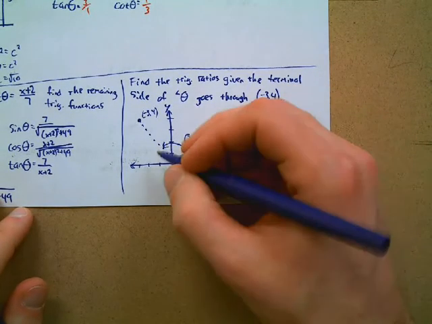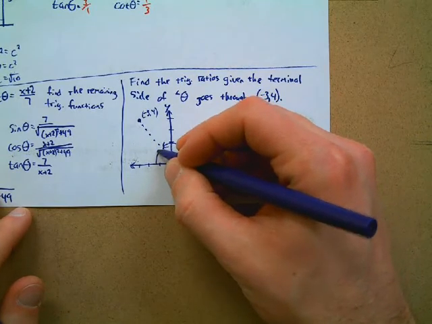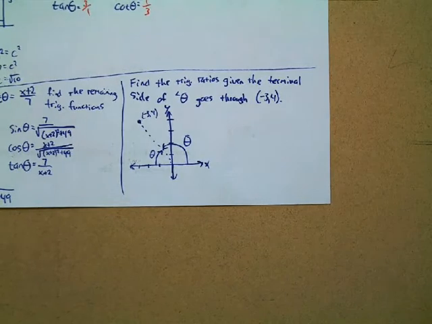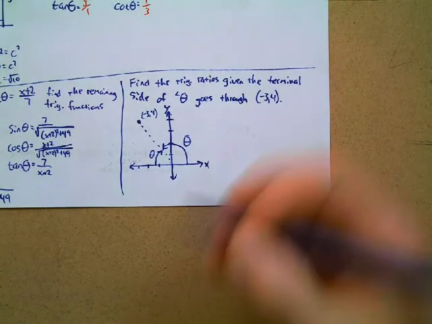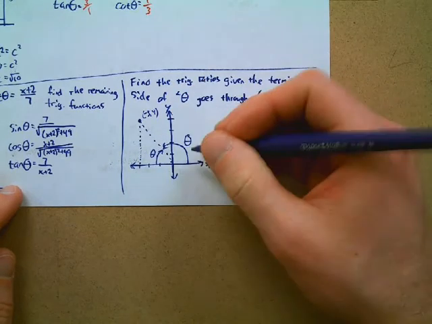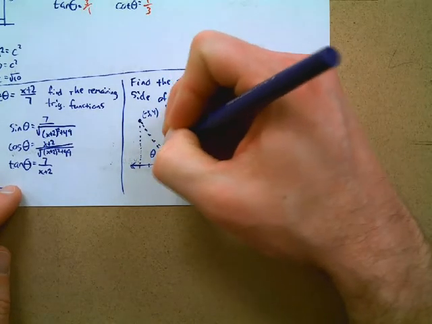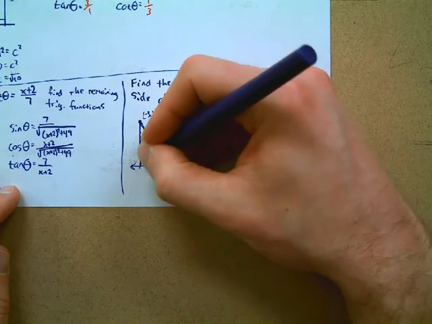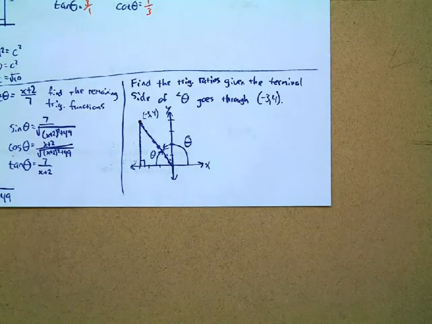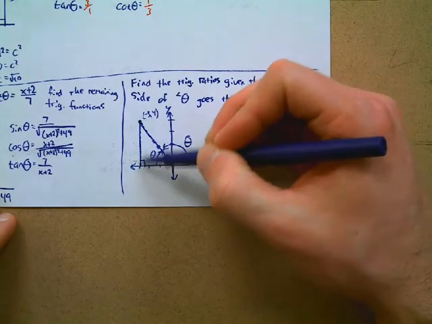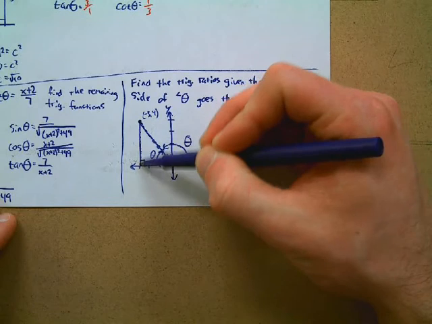And so we know some of the labels too. For example, what is the length of this leg of this right triangle? 4. How do you know? The y-coordinate's 4, so the height off the x-axis is going to be 4. What's this length right here? It's going to be 3, for the same argument. And because we know this kind of right triangle, what's the hypotenuse going to be? It's got to be 5, because it's a 3, 4, 5 right triangle.